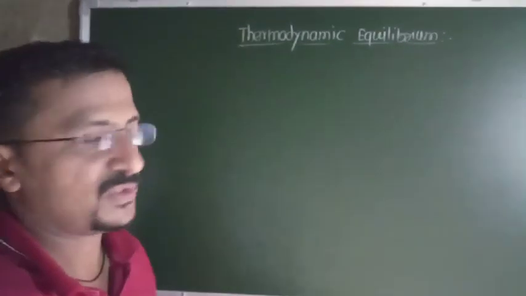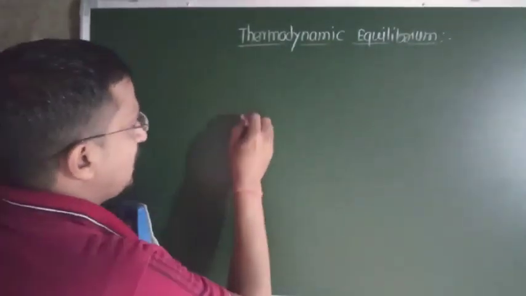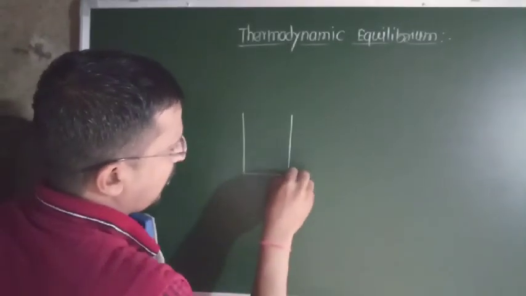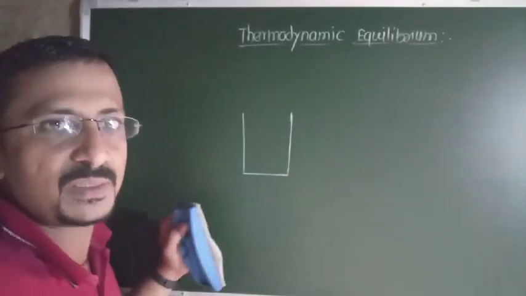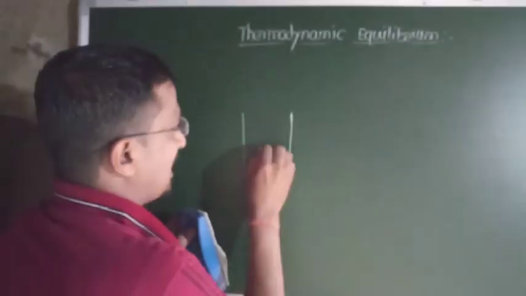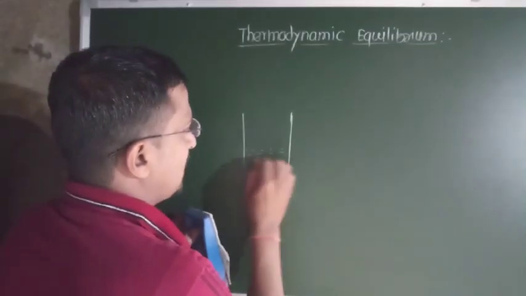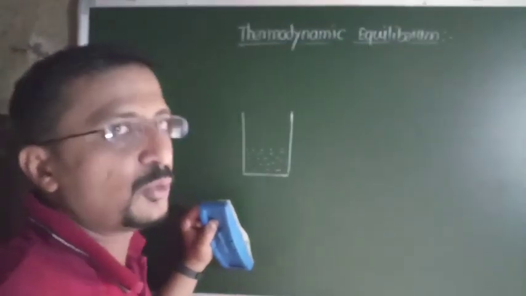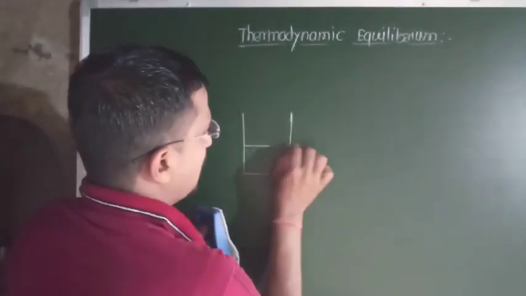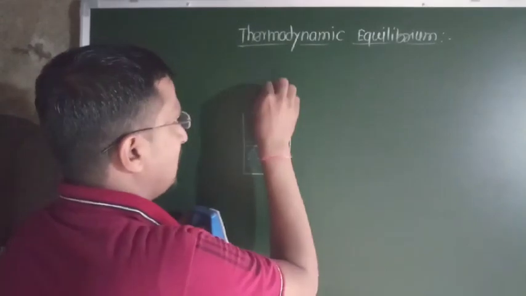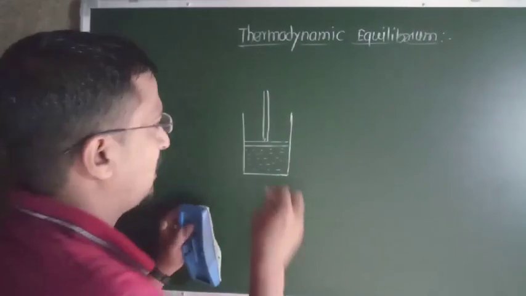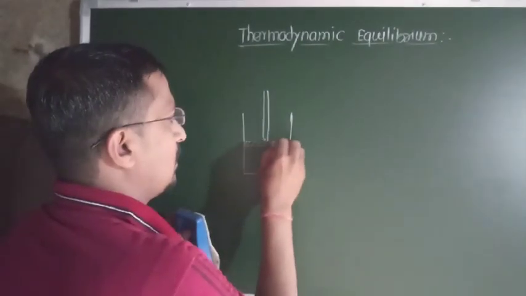Now, see here, before starting, just consider a cylinder filled with a certain amount of gas. This gas is filled here, and it is fitted with a weightless rigid movable piston, like this. The piston is placed like this.